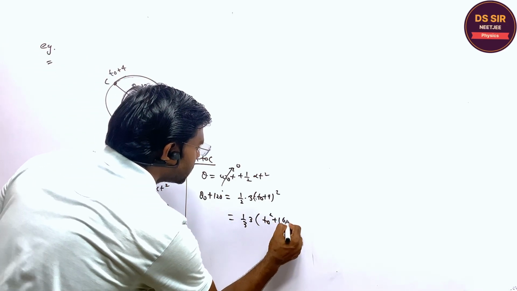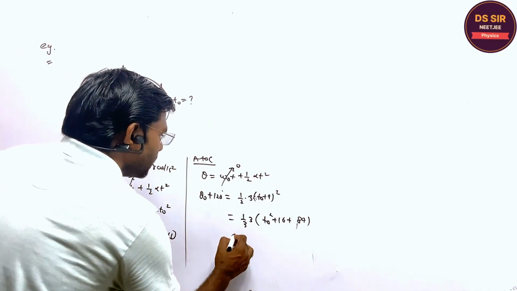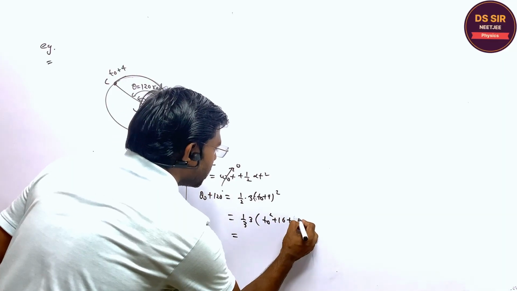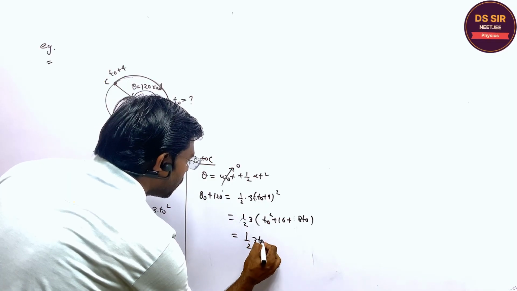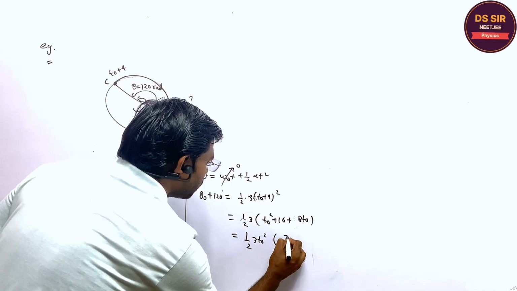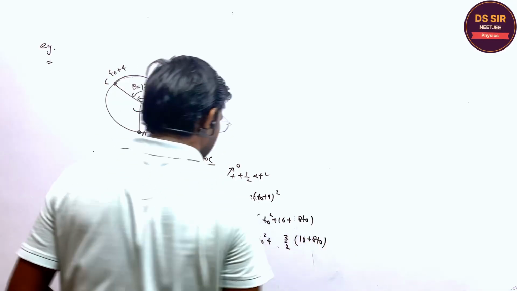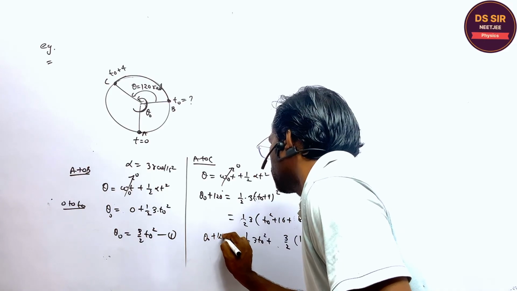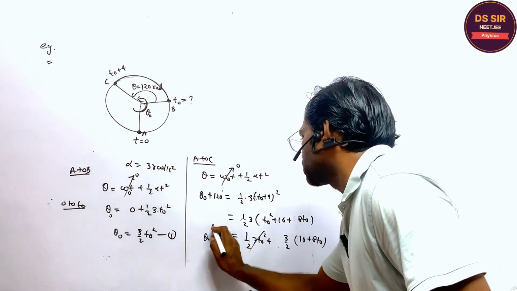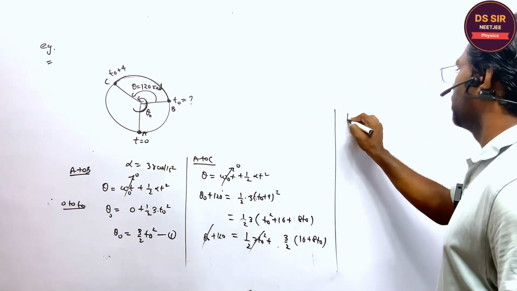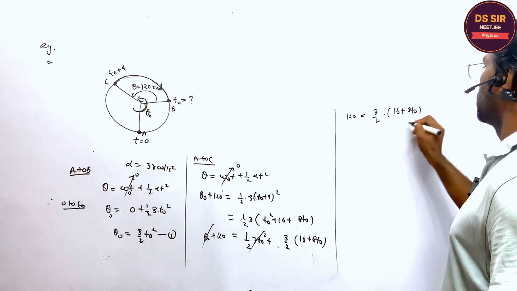t naught square plus 16 plus 8 t naught. This is half into 3, multiply this by 3 by 2, right? 3 by 2 into t naught square plus 16 plus 8 t naught. Are you getting? This is theta naught plus 120. This theta naught and half 3 t naught square will cancel out. So what will we have? 120 is equal to 3 by 2 into 16 plus 8 t naught, right?